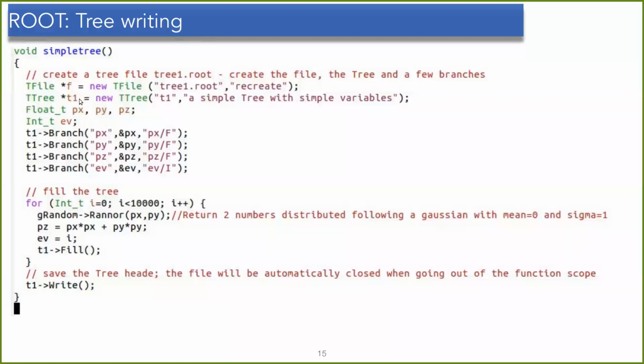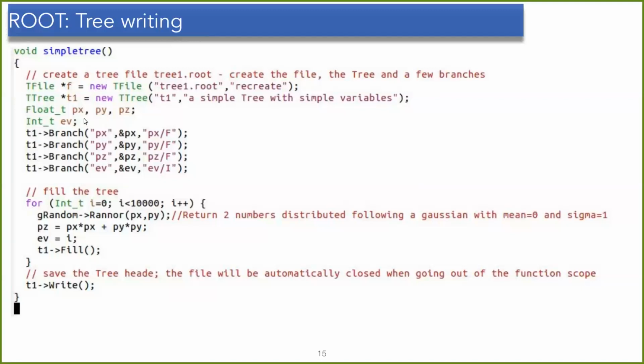recreate. Then I define a tree using this object TTree this way, where T1 corresponds to the name of this object T1, and it basically gives you the title or the name of the tree that is going to show when you open the stored tree.